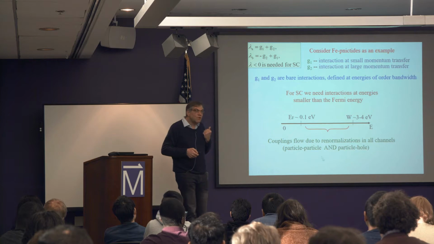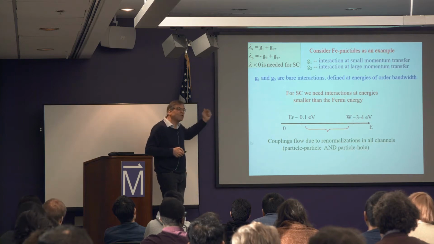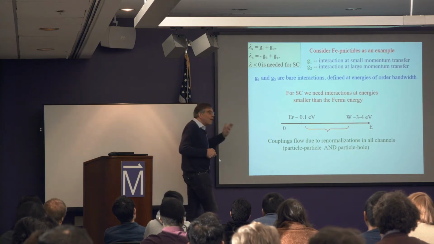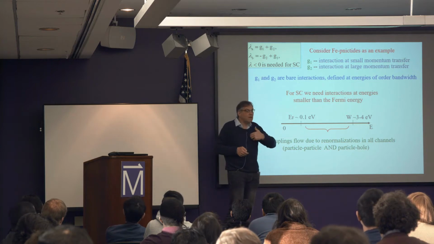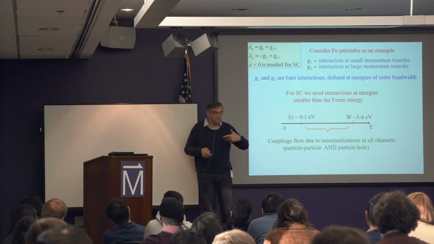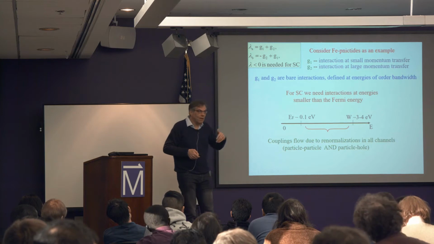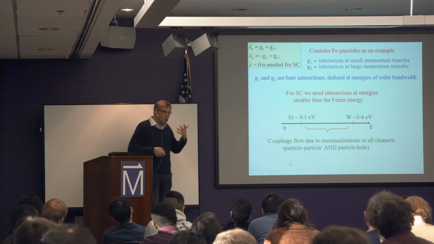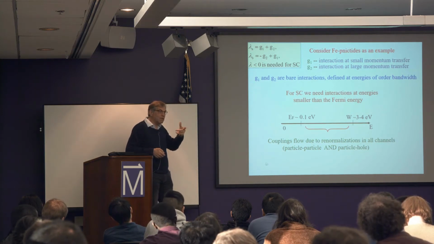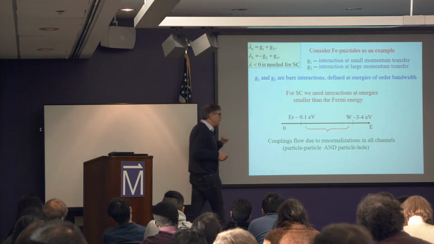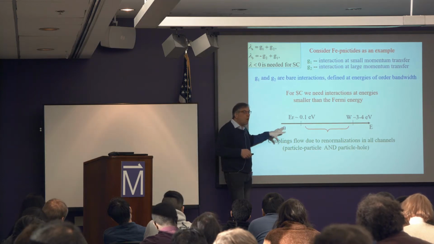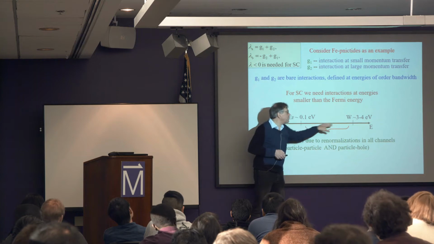There is one change of interaction in the pairing channel. This is what we are interested in. But if you ask what happens with the interactions that give rise to, say, spin density wave or charge density wave, this interaction is what's called the particle-hole channel, because the density wave parameter is c dagger c, not c dagger c dagger. They also flow. So all interactions flow when you go from high energies to low energies.